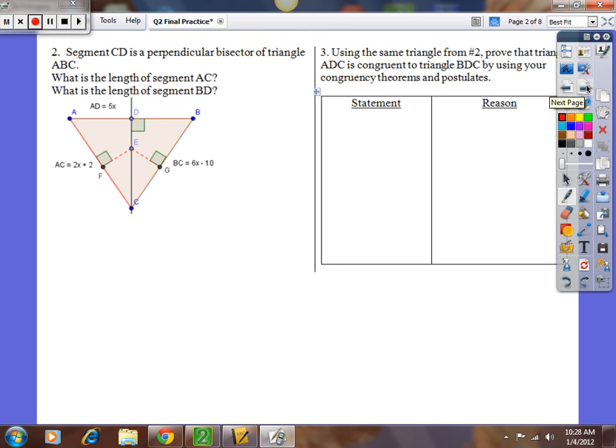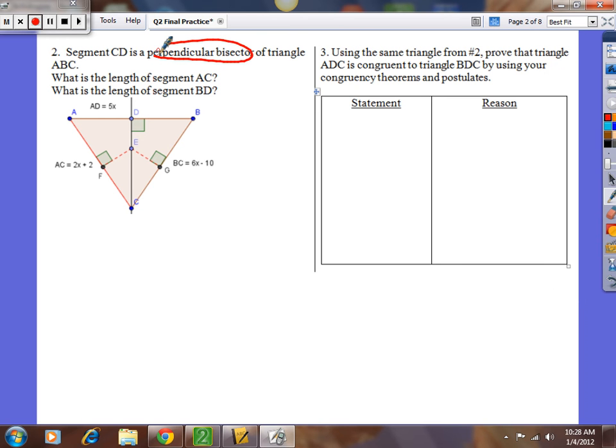Number two, okay, the key word right here is perpendicular bisector. Segment CD is a perpendicular bisector of triangle ABC. So this guy right here, CD is a perpendicular bisector. That means AD is equal to DB. And that also means that this right here, from C to A is equal to C to B. So the distance from C to A is equal to the distance from C to B because it's right on the perpendicular bisector.